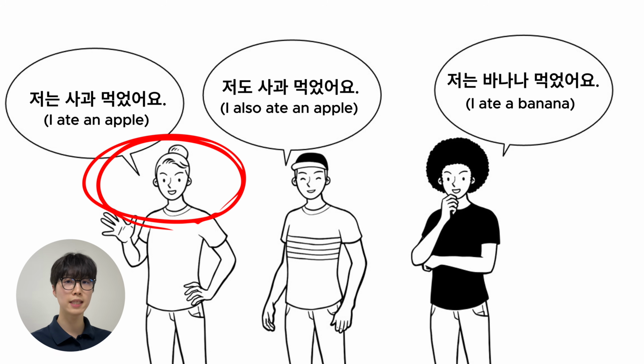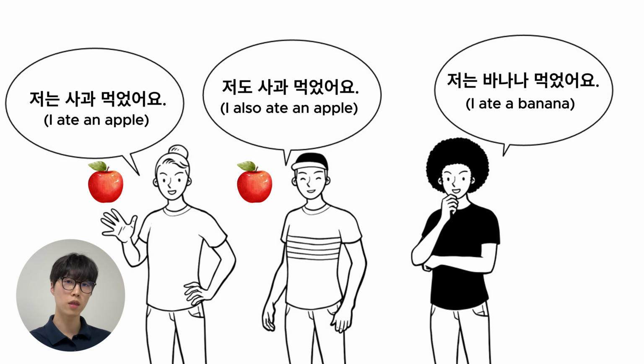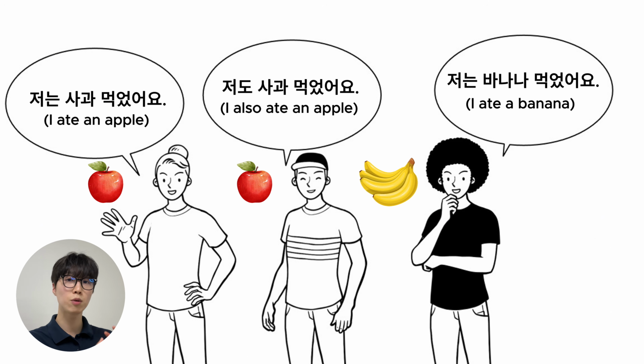The first person and second person, they ate the same thing, an apple. But the third person, he's talking about that he ate a banana. There's a transition within the context. That's why he put topic particle. And in English, it's more in the translation of as for me. So it would be, as for me, I ate a banana.